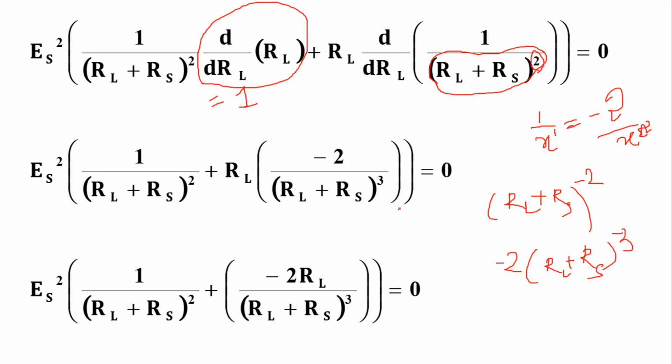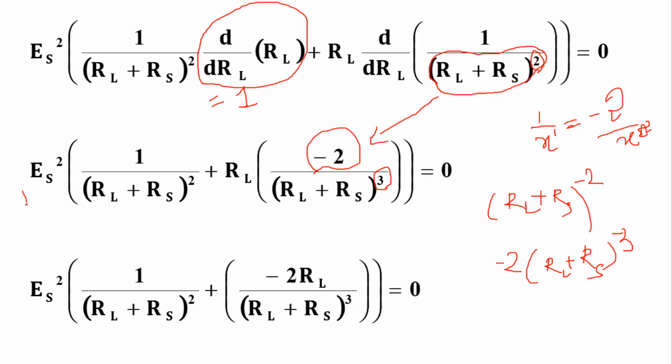So minus 2 as it is. We will write this term in the denominator, so minus 3 power will be converted into plus 3 power. So d by dRL of 1 upon (RL plus RS) whole square, its differentiation is minus 2 divided by (RL plus RS) raised to power 3.